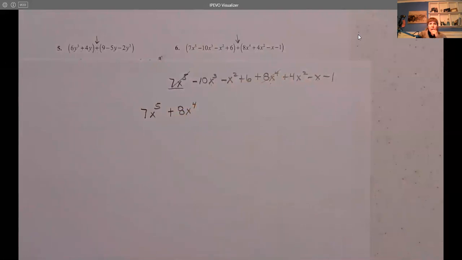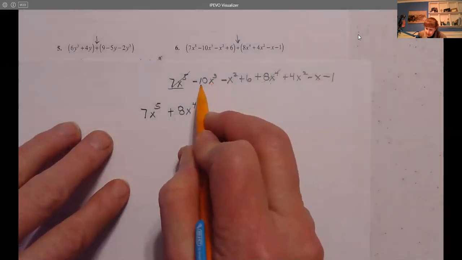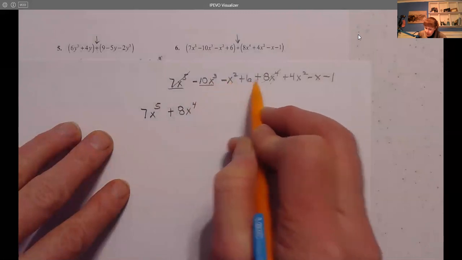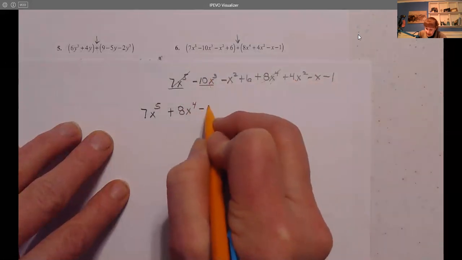Our next highest power is x cubed, x to the 3rd. I'm going to look and see if I have any other x cubes. No, so that one too has to stay by itself.